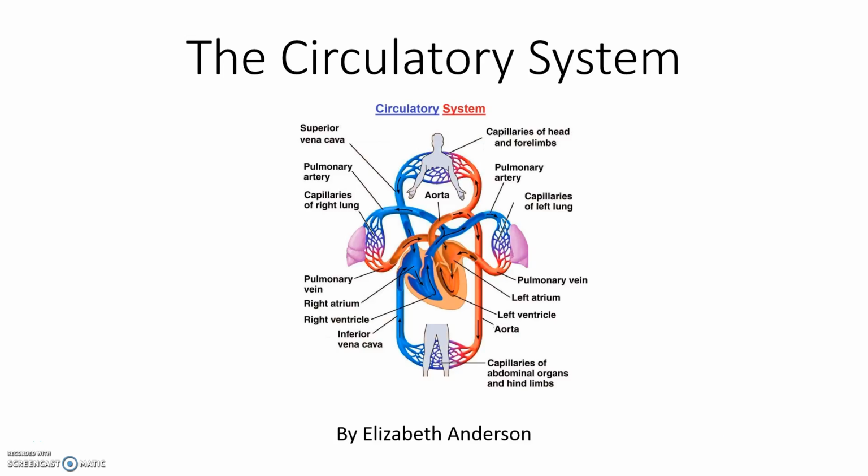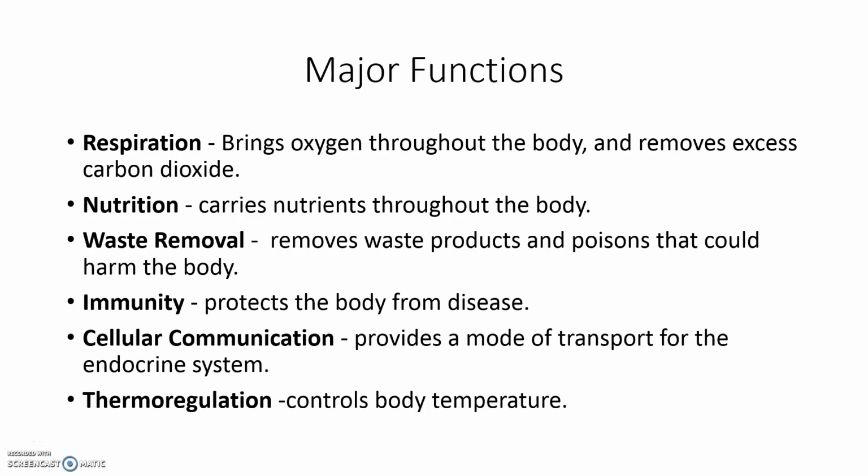Okay, so today we're going to be talking about the circulatory system. There are a few major functions of the circulatory system. So it brings oxygen throughout the body and removes excess carbon dioxide. It carries nutrients throughout the body. Like I mentioned before, it removes excess carbon dioxide, which is part of waste removal. It also removes other chemicals resulting from cellular respiration or just simply breaking down of nutrients.